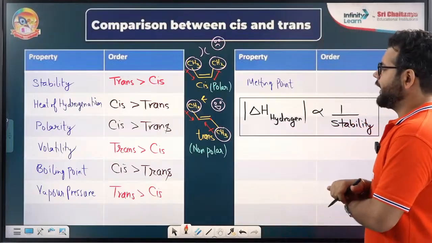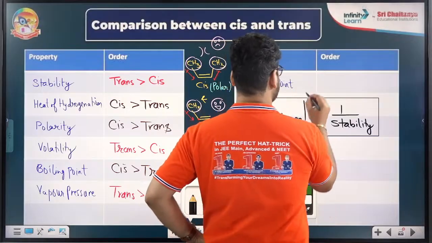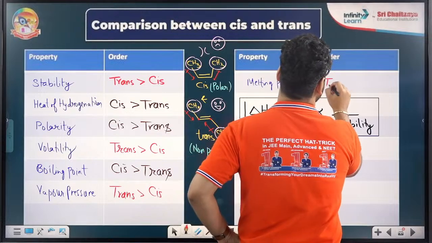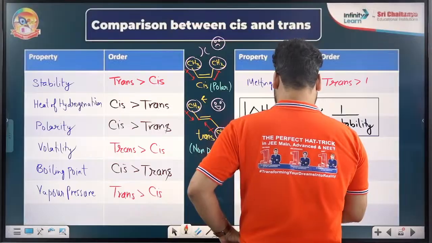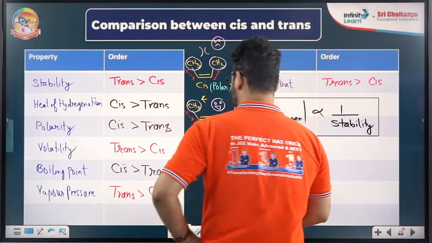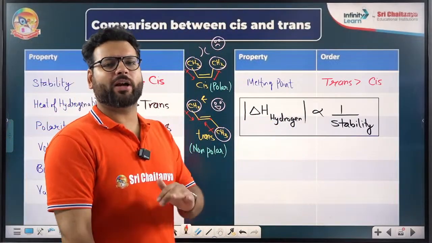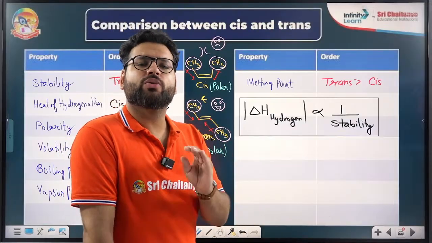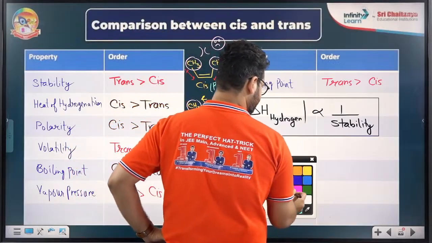In the melting point case, please remember trans is better than cis. Melting occurs for solids. So for the melting point, you don't have to look at the polarity. You need to look at packing. Melting depends on packing.